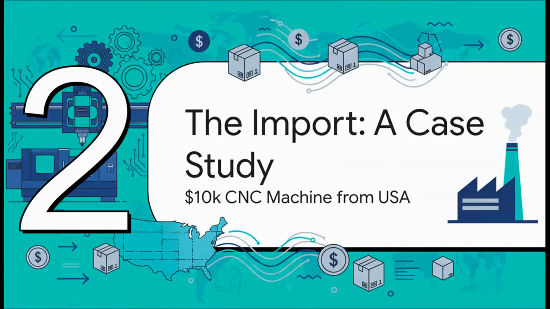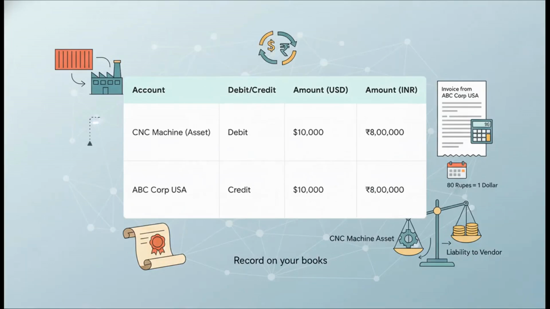All right, so we've got our foundation in place. Let's see how this all plays out in the real world. We're going to walk through a case study, importing a $10,000 CNC machine all the way from the USA. So step 1 is just recording the purchase invoice. Pretty straightforward. We debit the CNC machine asset account for $10,000. Bam, it's on our books. And at the same time, we credit our supplier, ABC Corp USA, which creates a liability. We owe the money. Now, at the exchange rate on that day, let's say 80 rupees to the dollar, that comes out to 8 lakh rupees.